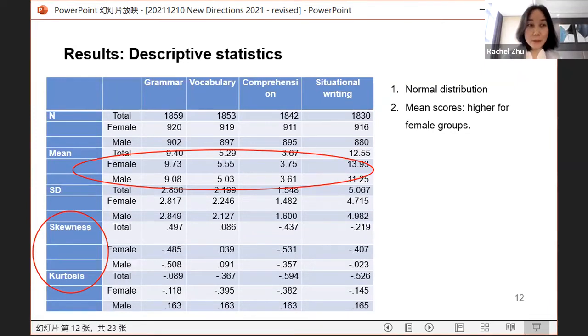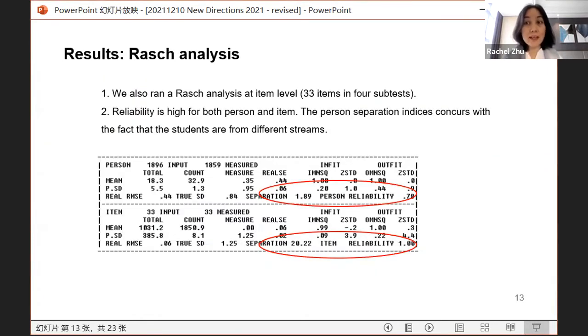So let's move on to the descriptive statistics. As we can see, the data is normally distributed based on the skewness and kurtosis, and the mean scores indicate that the female groups are a bit higher, which corresponds to the MLE report I've mentioned. We also ran a Rasch analysis to look into the psychometric features of this test. The reliability is high for both person and item. The person separation index also concurs with the fact that students are from different streams. But here it is only 1.89, it's not 3 strictly.